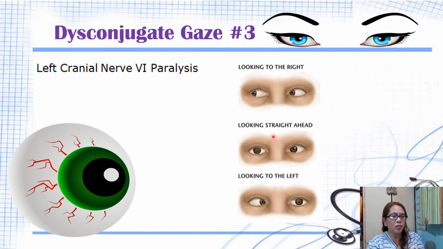While when the patient is looking straight ahead, you can observe an esotropia. Mayroong konting esotropia that appears, okay? While the patient is looking to the left, esotropia is maximum. Ayan, sobrang nakapasok na yung kanyang isang eyes.